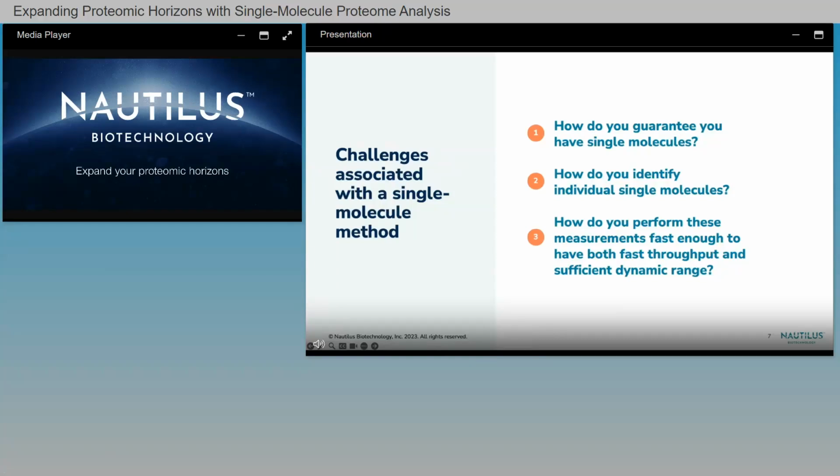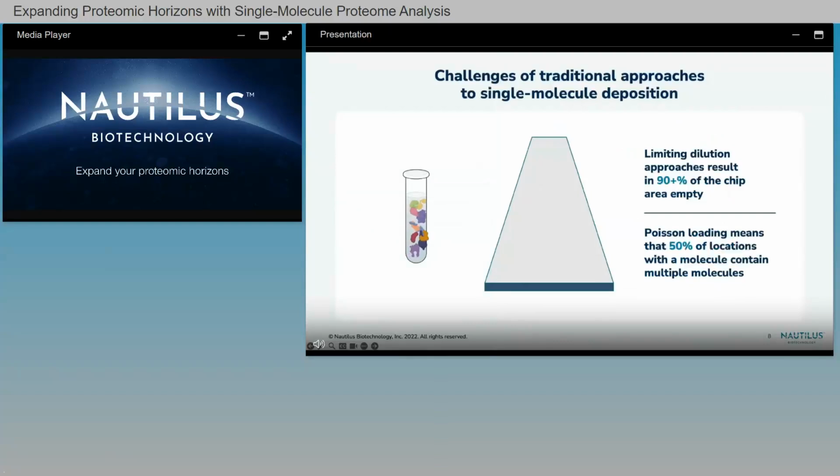This first question of how do you guarantee single molecules? One of the most common techniques that people use for getting to single molecules is a technique called limiting dilution. In this technique, samples are diluted and then they're spread out over a giant surface. And on that surface, one of the challenges is that when you do this, most of the space is empty. And so if you're scanning across this surface, you're spending most of your time measuring empty space. That's not great for efficiency and throughput and measuring a large number of molecules.